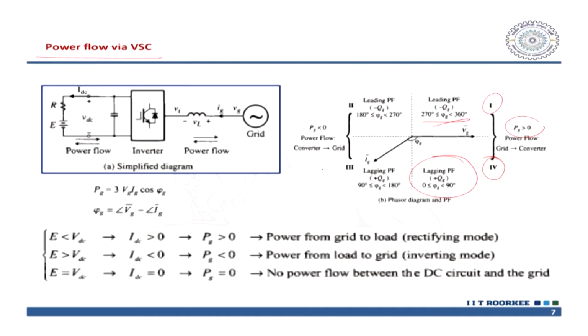Similarly, there is a second quadrant that lies between 270 and 180 degrees, where power will be flowing back from the source to the grid, and thus the net power is received by the grid, from the solar to the grid maybe. Accordingly, you will fix whether you want a leading power factor operation or a lagging power factor operation.